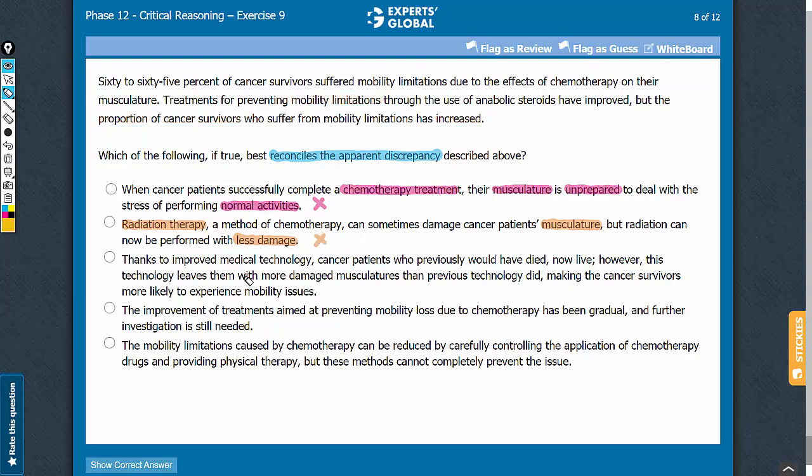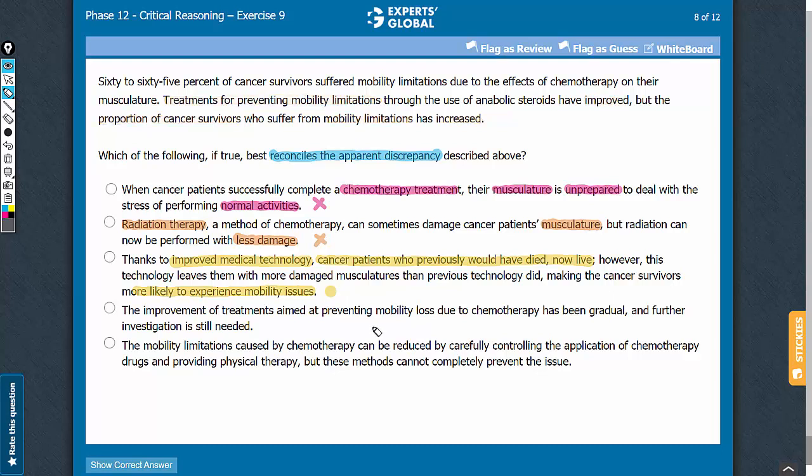Answer choice C. This answer choice talks about improved medical technology and says that because of this improvement, cancer patients are now more likely to survive. It also says that because of this improved medical technology, the cancer survivors are more likely to experience mobility issues. So overall, this answer choice indicates the possibility that even with improvements in the treatment for preventing mobility limitations, cancer survivors are more likely to experience mobility issues. Such a possibility explains why the proportion of cancer survivors with mobility limitations has increased even when the treatments for preventing mobility limitations have improved. So this answer choice explains the discrepancy in the argument. A good answer choice. Let's keep this on hold.